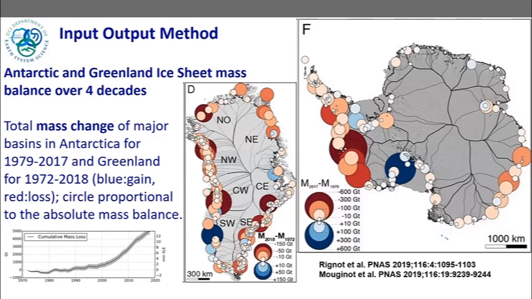It's the most regionalized method. In addition to the mass balance, you also get information on the changes in speed of the glacier. So you have more additional information about the ice shelf than with the other two methods.